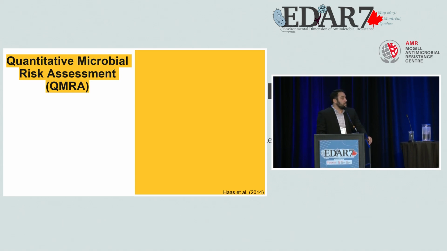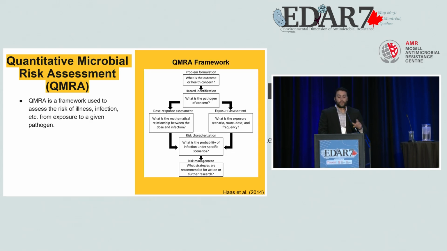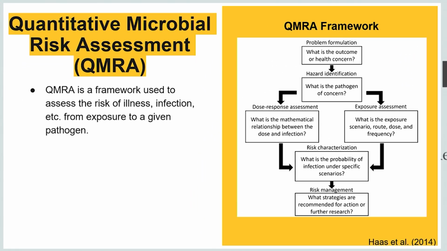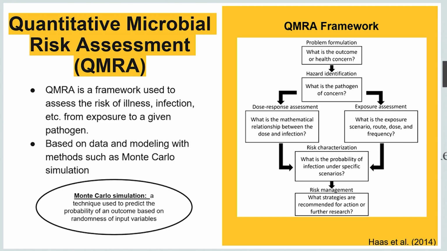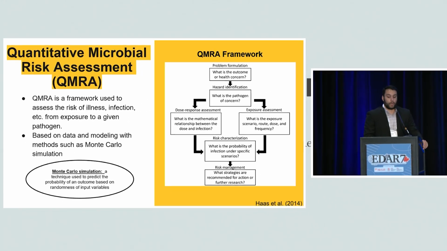The two main portions of my talk today focus on the quantitative microbial risk assessment framework, shown here if you're not familiar with it. QMRA is a framework used to assess the risk of a health outcome such as illness, infection, or even death from a given exposure to an identified pathogen of concern. It's based on data and modeling methods such as Monte Carlo simulation, which is a technique used to predict the probability of an outcome, like infection, based on randomness of the different input variables to each of the parts of the framework shown in the figure on the right.